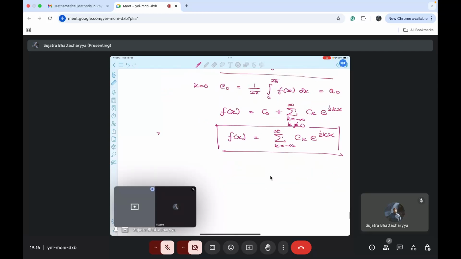So this is your complex Fourier series, where your c_k will be equal to 1 by 2 pi, then same definition, integral 0 to 2 pi, your f of x e to the power minus ikx dx. That's all. All right, so this is the complex Fourier series.